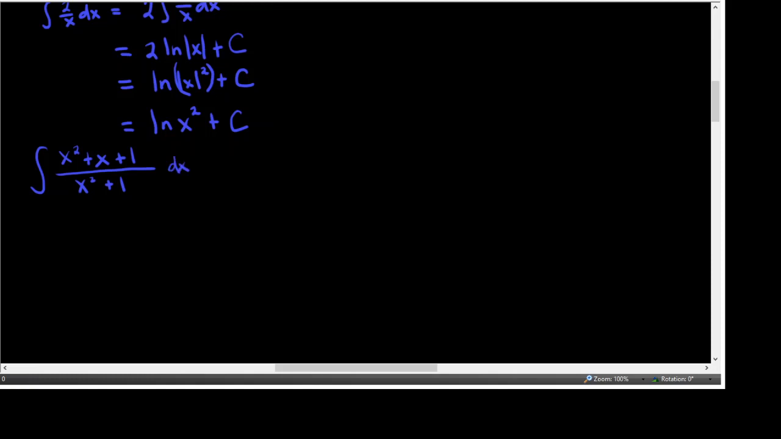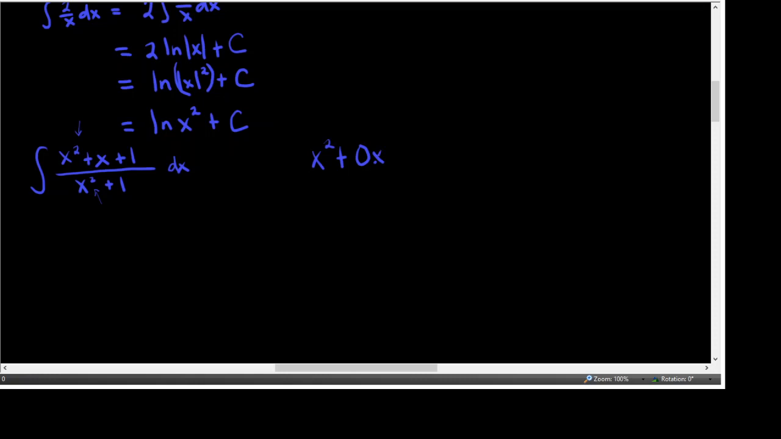All right, the rule for integrals of rational functions is this. Make sure you take note of this. If the degree of the numerator is greater than or equal to the degree of the denominator, divide. Use long division. So the numerator degree here is 2, and the denominator degree is also 2, so it's equal. So that means that we will divide first. So we're going to do polynomial long division.